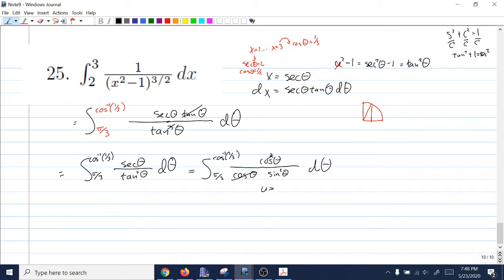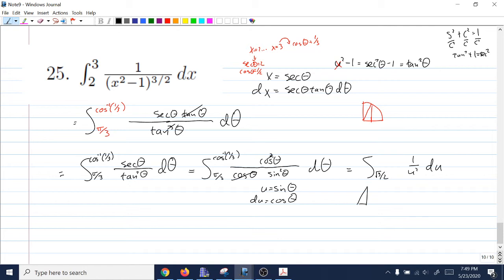I'm going to let u be sine theta. du will be cosine theta. I have one cosine sitting out here. This integral is going to turn into an integral of 1 over u squared du. Again, let's change the bounds of integration. When theta is pi over 3, what's sine of pi over 3? Sine of pi over 3 is root 3 over 2.